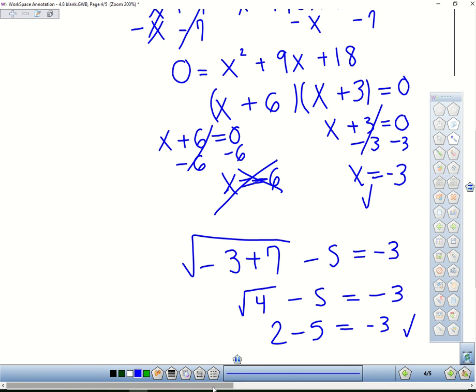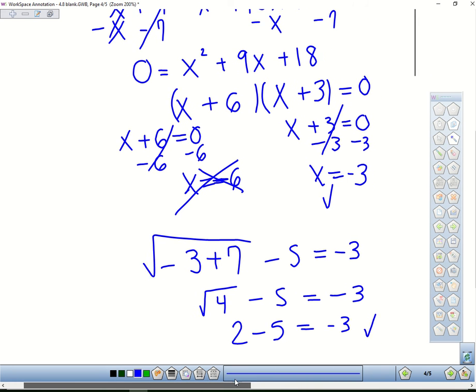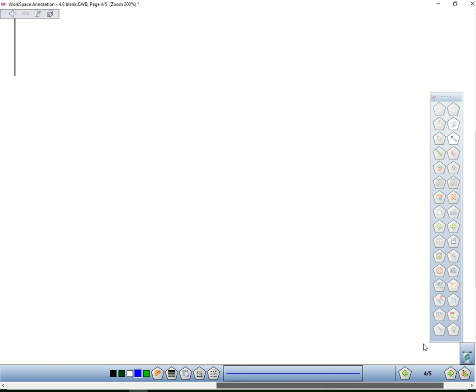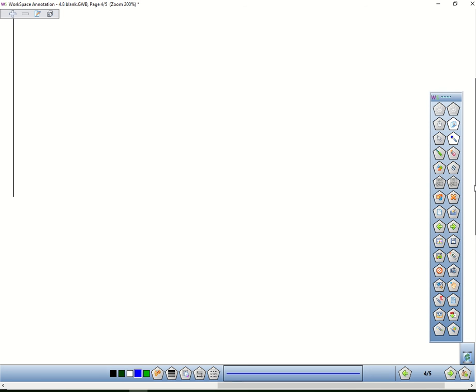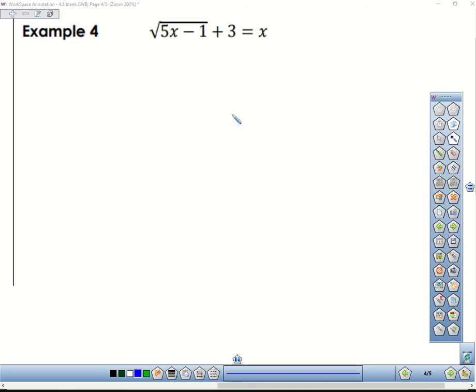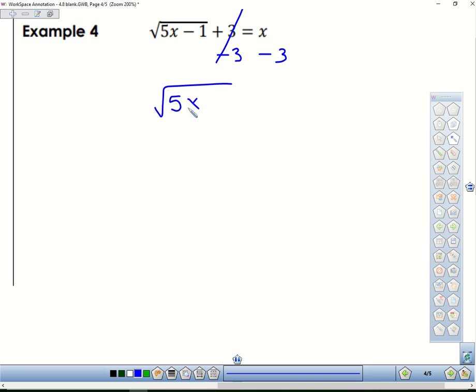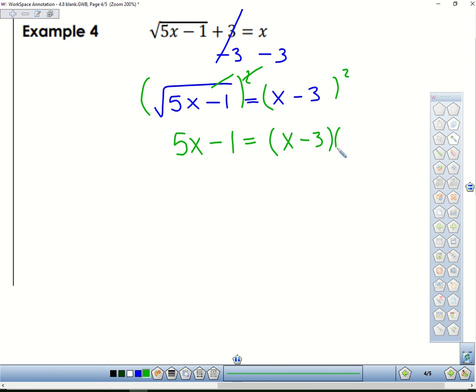Okay. Let's go ahead and try another one of these. Alright, so same thing over here. We're going to try to get the radical by itself. I'm going to subtract 3 on both sides. That gives me the square root of 5x minus 1 equals x minus 3. I'm going to square both sides, which cancels out my square root and leaves me with 5x minus 1 equals x minus 3 times x minus 3.